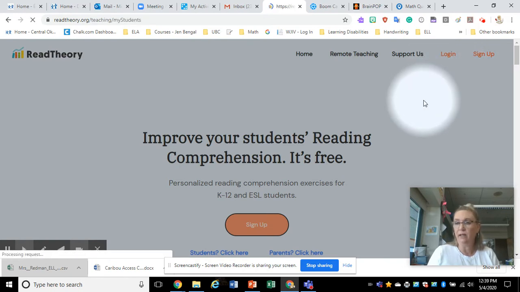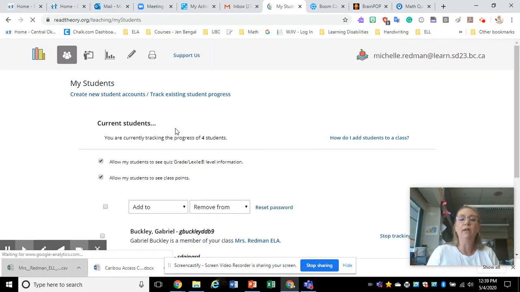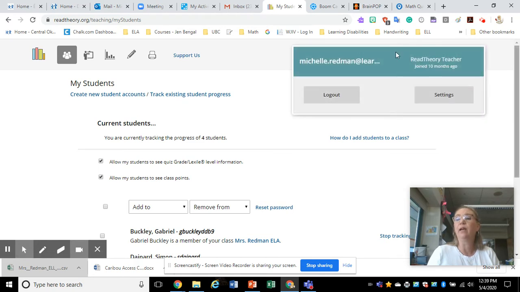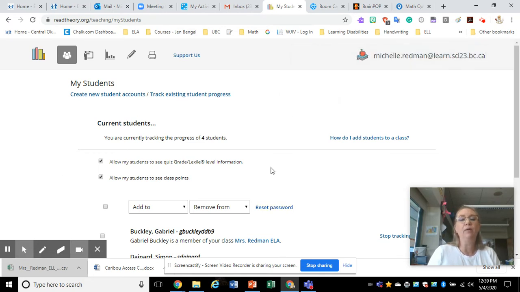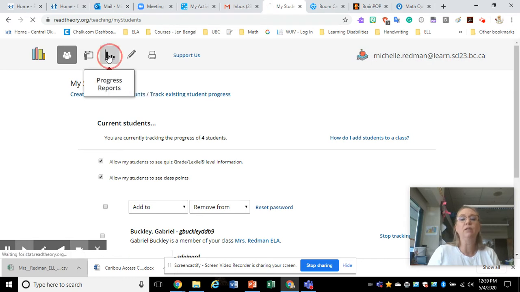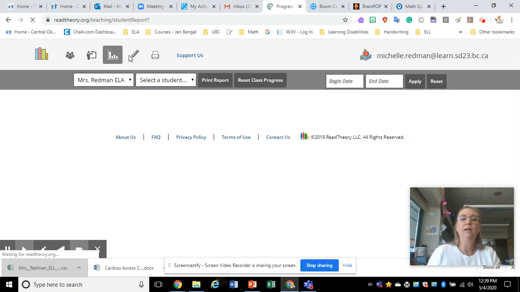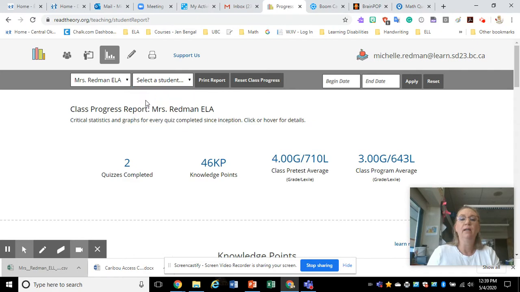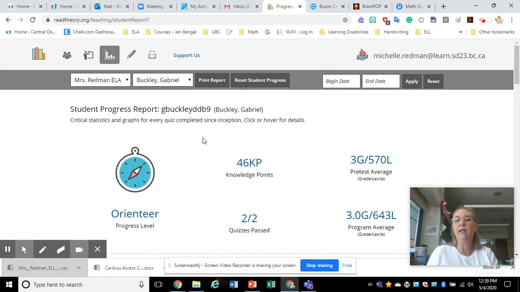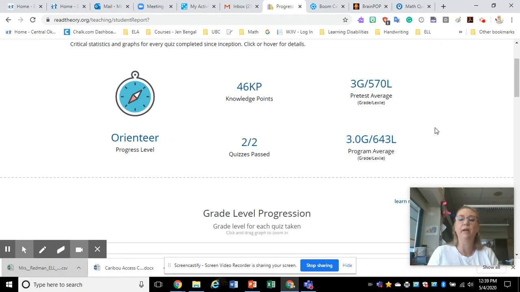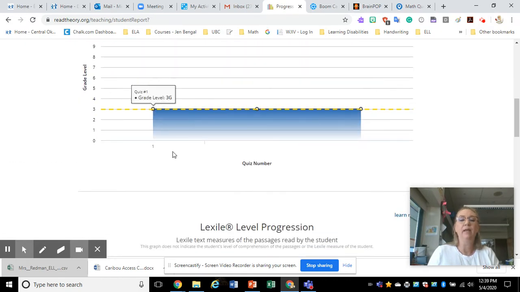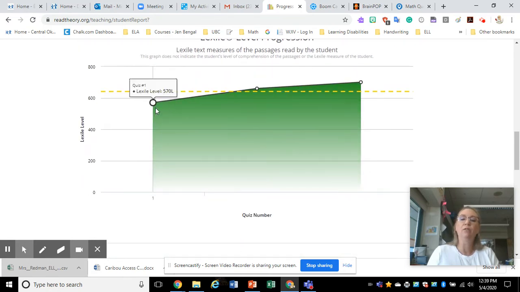I can sign in either as a student or as a teacher. I have two accounts. So this is my teacher account, and it lets me go in and see what the student results are. So I'm going to take a look at one student. The reason I like it here is it lets me know what their Lexile level was when they started, where they are right now. It can show you, like, he's working at grade 3 level right now. It also shows us our progression from where he started to where he's going.